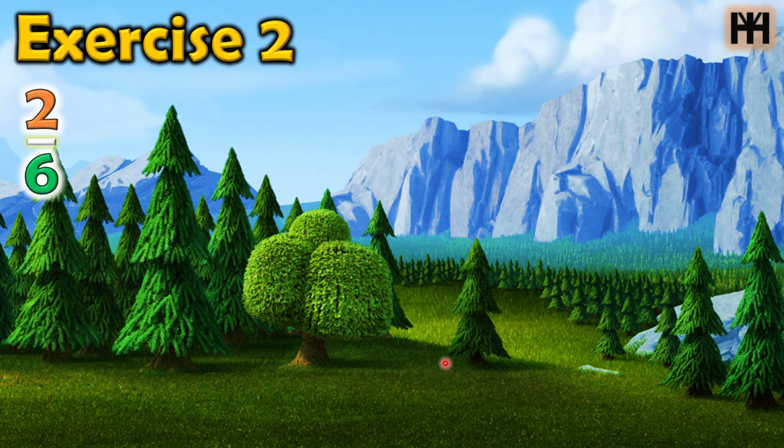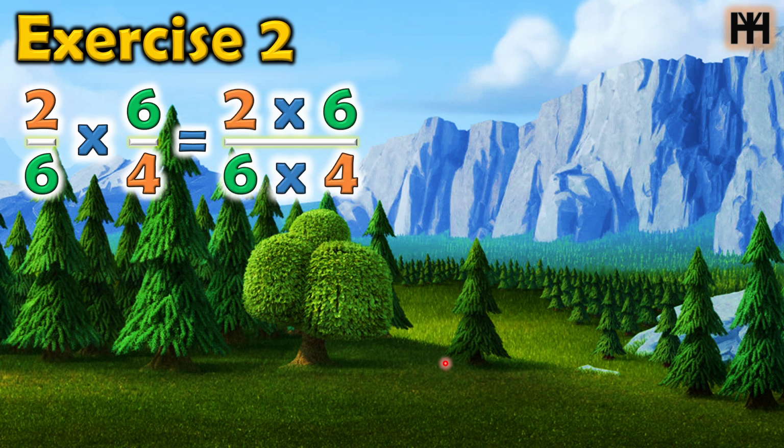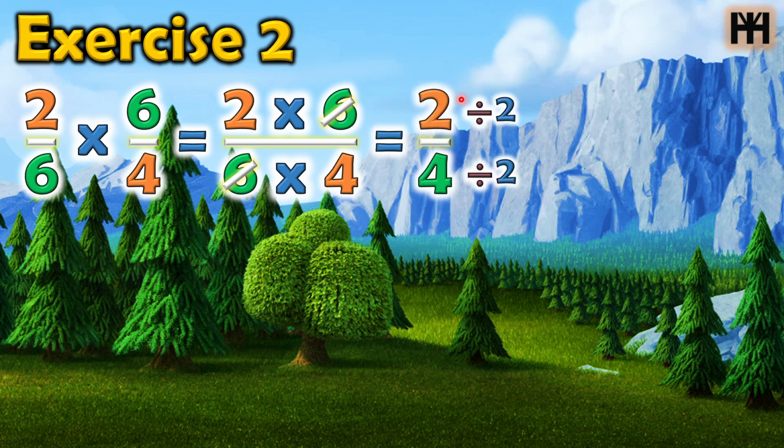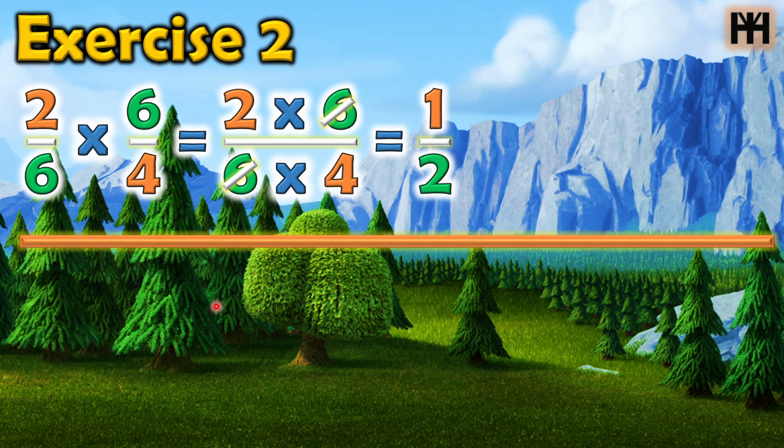Exercise 2. You have 2 over 6 divide 4 over 6, flip. It's times 6 over 4. So it's 2 times 6 over 6 times 4. Cancel these 6s together. So we have 2 over 4. Okay, are we done here? No, not yet. Divide by 2 up and down to simplify it to be in the simplest form. So 2 divided by 2 is 1 and 4 divided by 2 is 2. So it's 1 over 2.